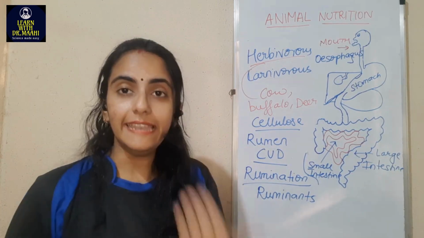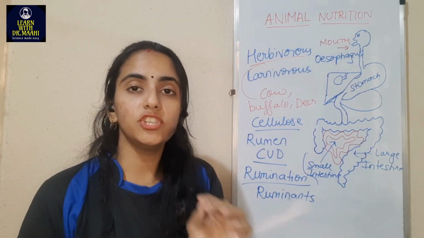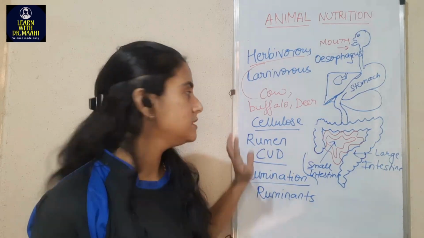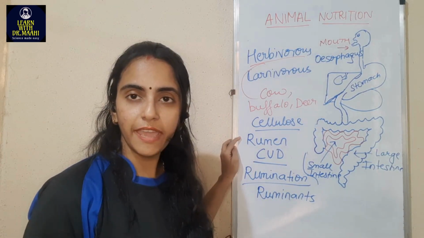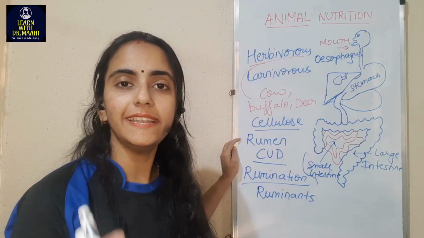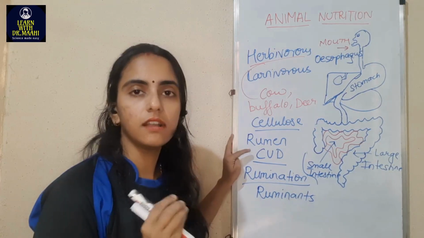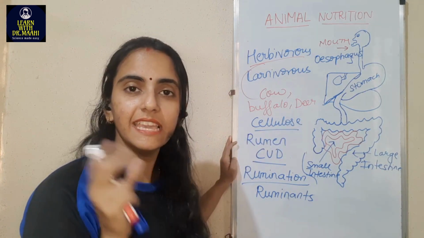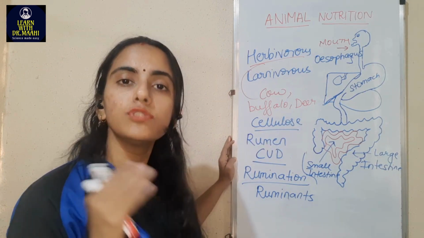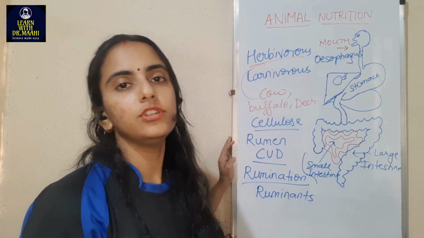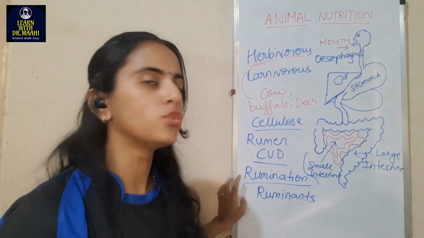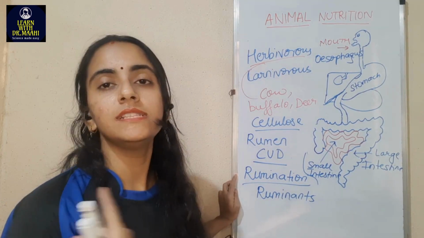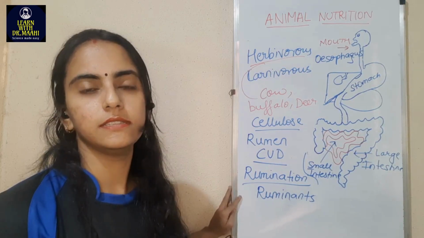Okay, the next thing you need to remember is that a special part in the stomach of these animals is called the rumen, where they store their partially digested food, which is called the cud. Later they bring the cud back to the mouth and keep chewing it to break it into smaller particles. That continuous process of chewing is called rumination, and these animals are therefore called ruminants. Okay, so that was about cows.